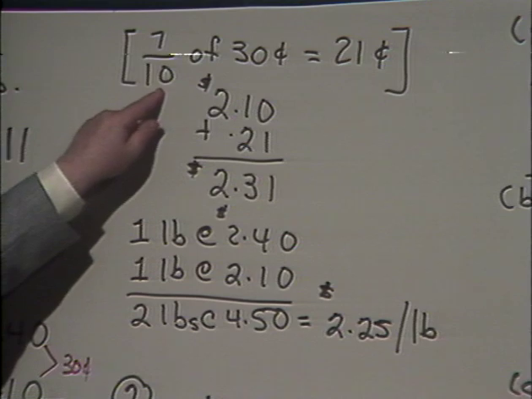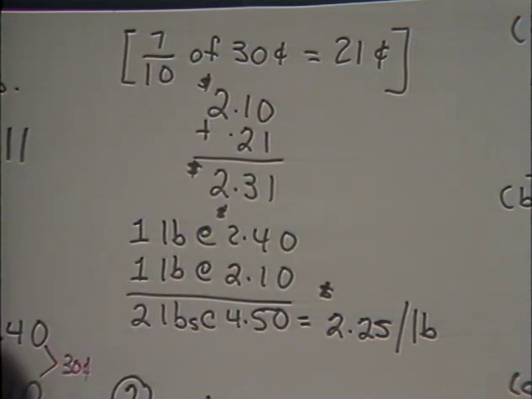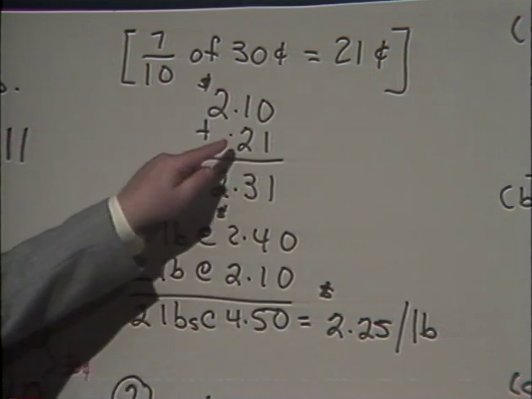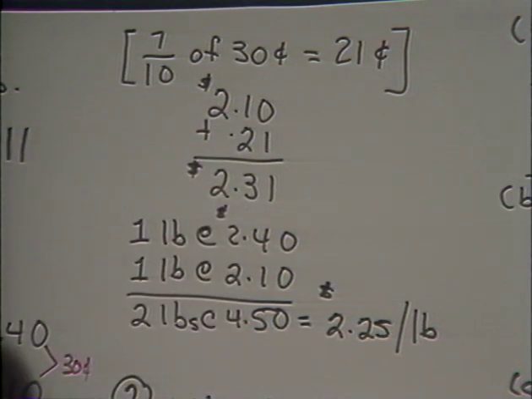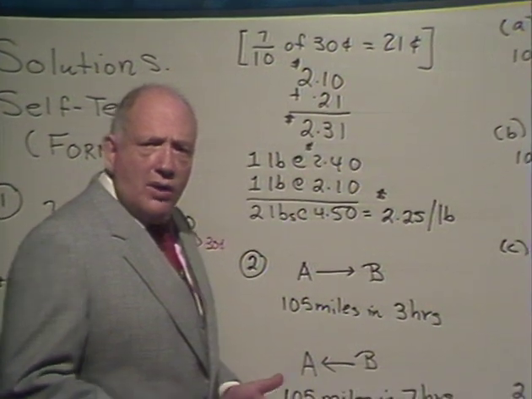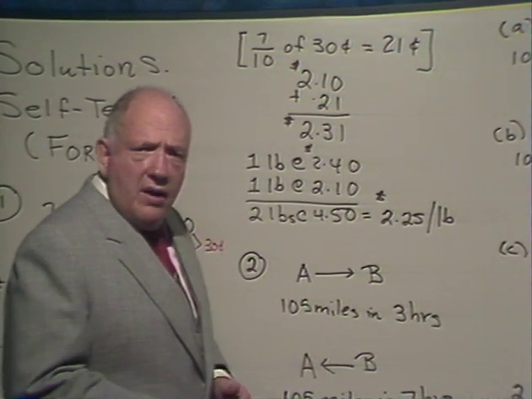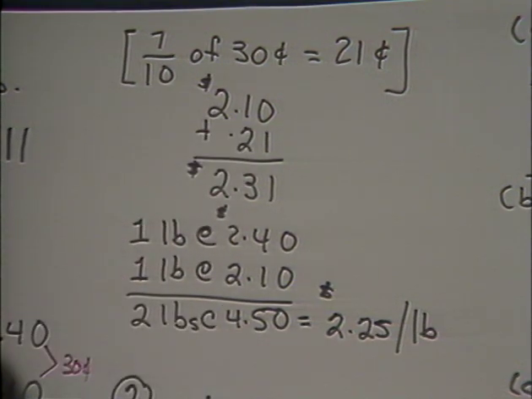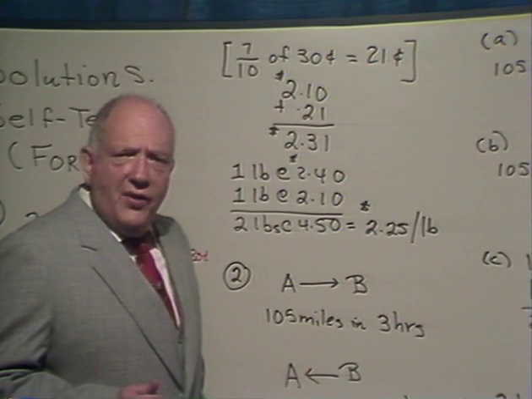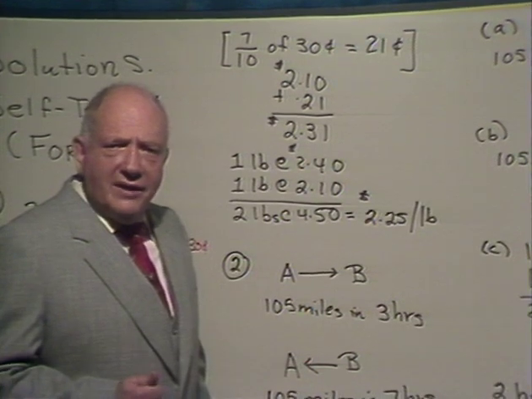30 divided by 10 is 3. 3 times 7 is 21 cents, okay? Now I take the 21 cents and add that on to the lower price because I'm weighted towards the higher price. In other words, I'm going 21/30, 7/10 of the way between the lower price and the higher price. I add the 21 cents onto the 210, and I get my $2.31. It's not a coincidence.